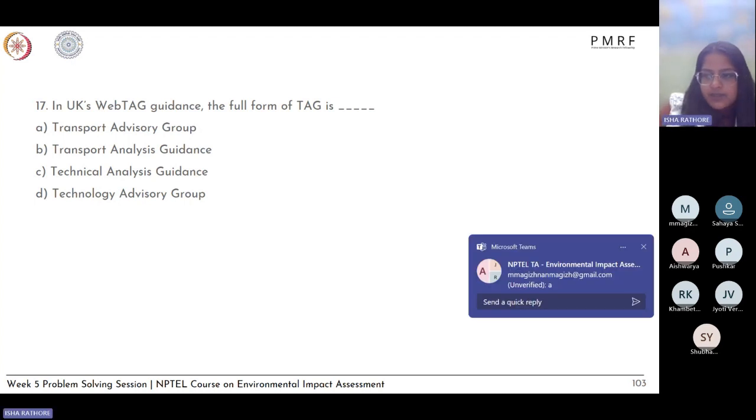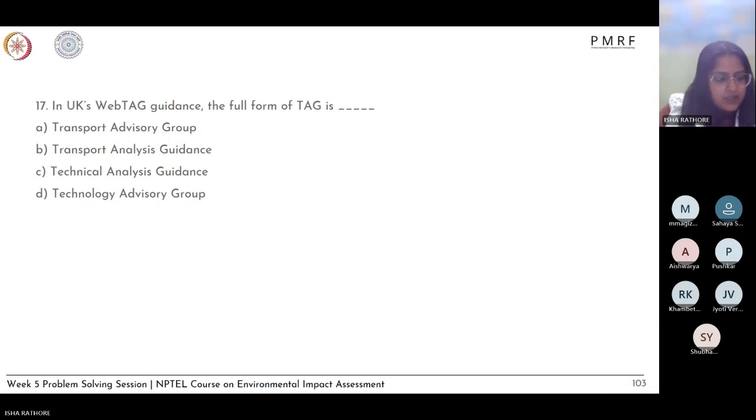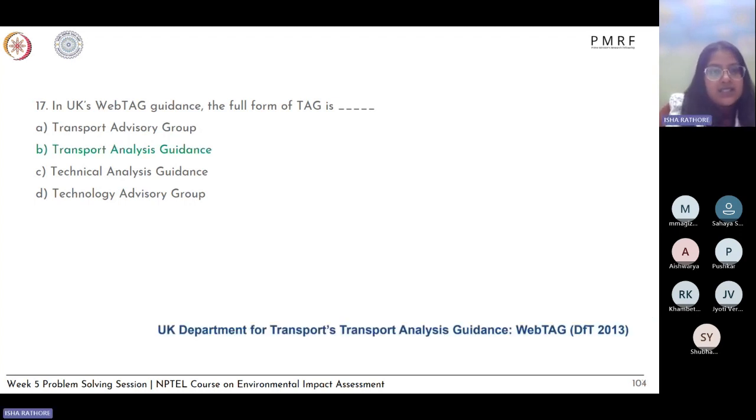Okay, so the correct answer is Transport Analysis Guidance. TAG basically stands for Transport Analysis Guidance. This is WebTAG, which is the UK's Department for Transport Analysis Guidance. So B is the correct answer.